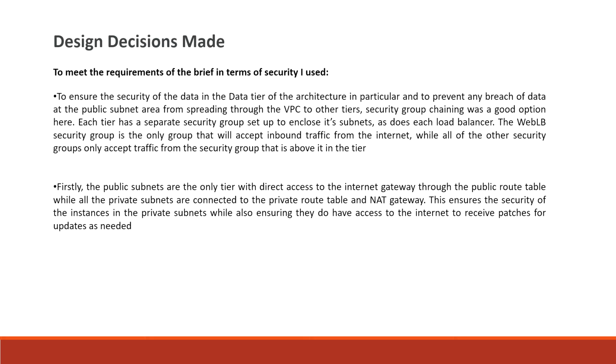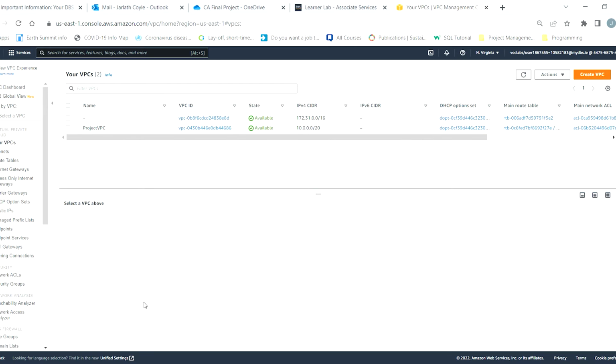And the public subnets are the only tier with direct access to the internet gateway through the public route table, and all the private subnets are connected to the private route table and the NAT gateway. And this ensures the security of the instances in the private subnets and ensures they do not have direct access to the internet. They do have access to the internet to receive patches for any updates. So I'll now switch over to the AWS console to actually show the deployed resources.